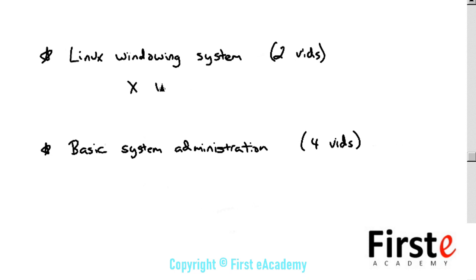We talk about X Windows, and we break down what the X Windows system is doing for us. Then we talk about the various desktop environments that come with Linux, things like GNOME and KDE. We also talk about the various window managers that come with Linux and their function in the whole windowing process. And then we talk about basic system administration.